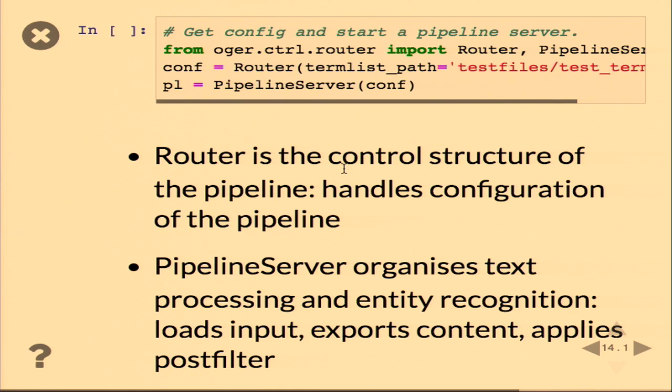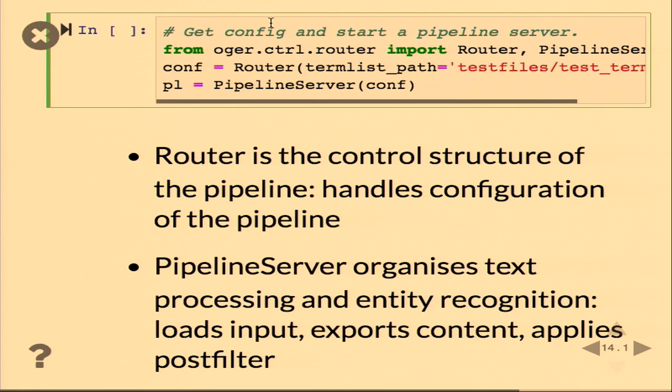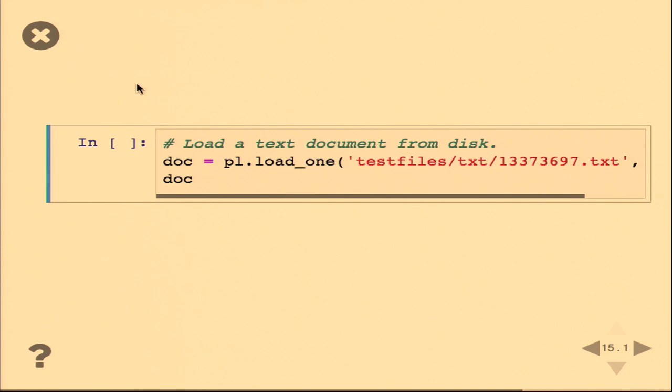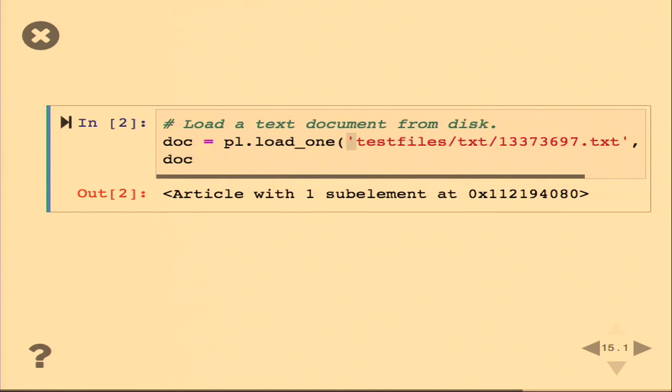So let's run this. Okay. For some reason on my computer it worked before, now it doesn't work here. Yeah, it works. Then you can load a text file that you might have on your computer. And you get one article back.